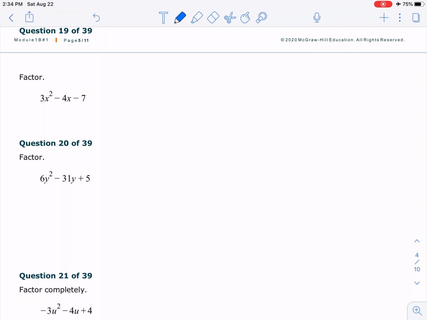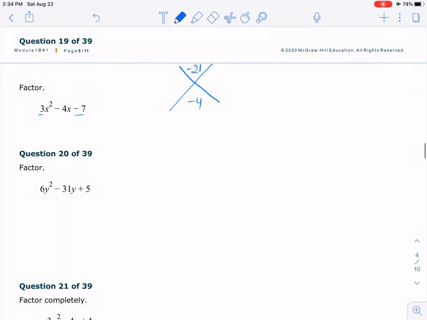It's kind of similar to the AC method, but I just don't use grouping. So I have to multiply 3 and negative 7, which is negative 21, and I put negative 4 here. I still have to pick two numbers that when you multiply, you get negative 21, and when you add, you get negative 4. In this case, it's going to be 3 and negative 7. So I'm going to take that number, and I'm going to take 3, divide by 3, and do the same thing over here. Make sure you reduce it.